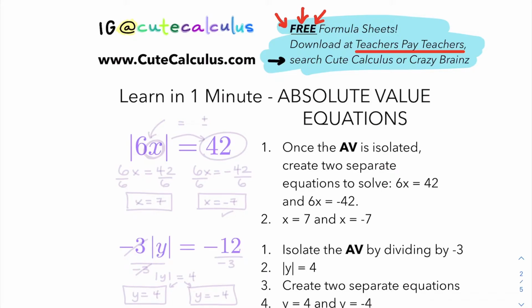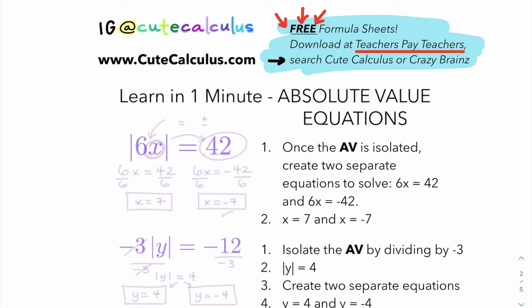Key things to know when solving absolute value equations is that you want to get the absolute value isolated by itself. So this first example, it's already isolated. We only have an absolute value and then equal sign and then whatever the whole number is. If there's anything else outside the absolute value, you want to eliminate that first. So let's start with this example.